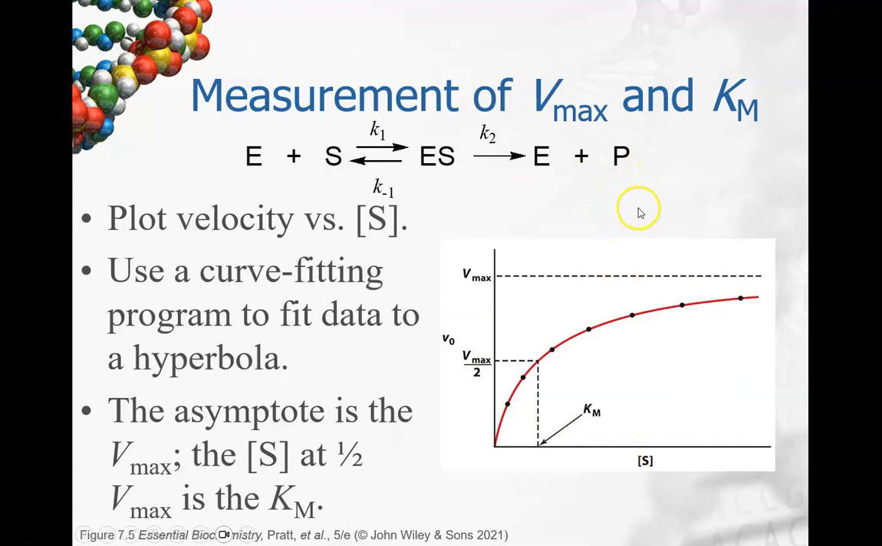So here what we're doing is we're assuming that we have a constant amount of enzyme and we're varying the substrate. So you can use a curve fitting data program to fit the data to a hyperbola, and that's what we're going to do in lab. The curve fitting program will calculate the asymptote of this curve, which is the Vmax. 1/2 the Vmax is the Km. So the Km is defined as that substrate concentration at which the velocity is 1/2 the maximal velocity.